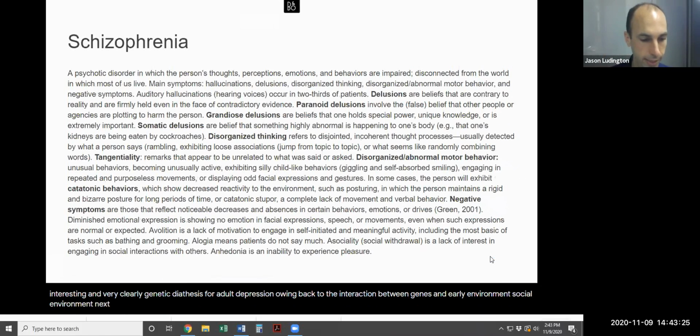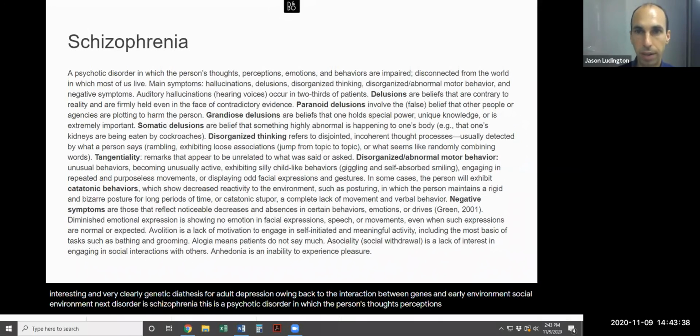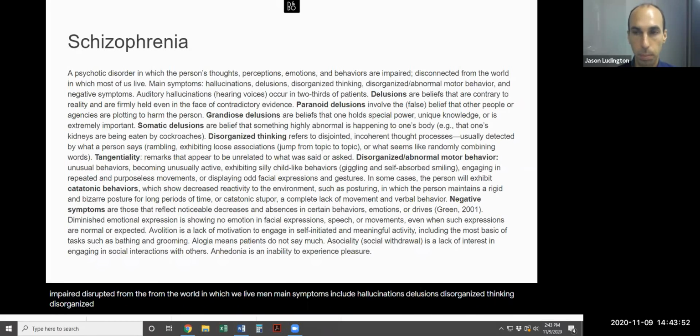The next disorder is schizophrenia. This is a psychotic disorder in which the person's thoughts, perceptions, behaviors, emotions are impaired, disrupted from the world in which we live. Main symptoms include hallucinations, delusions, disorganized thinking, disorganized motor behavior, and negative symptoms. Auditory hallucinations are the most common symptom. They happen in 2/3 of cases.